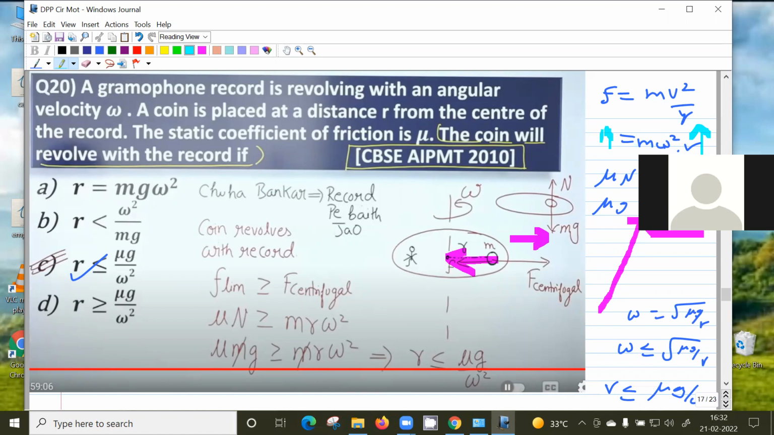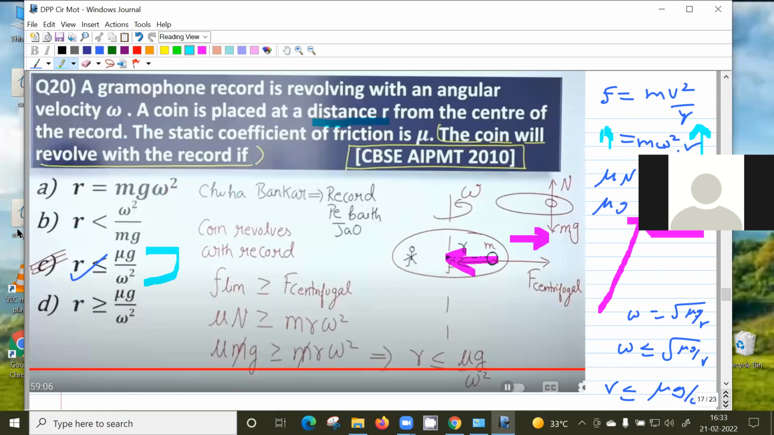R will be constant only. No. R is a variable. R we can change. The coin is placed at a distance r from the center. This is a range of r we have to find. No, look at the options. R is less than this. So r can be some particular value, but it can be a value in a particular range also. Okay. So for a given omega, looking at the options, you can find out. You have to find r, no? So r can have a range.